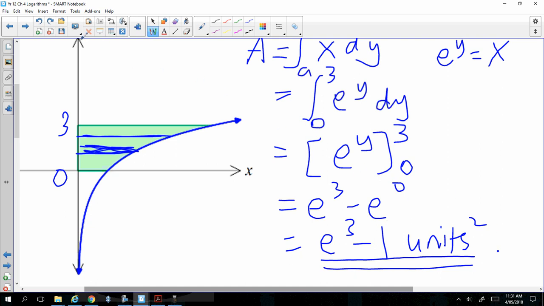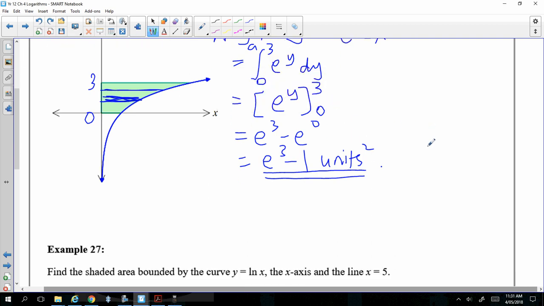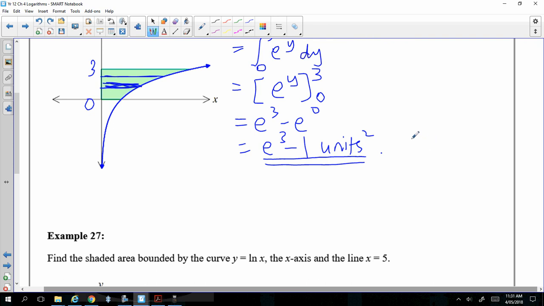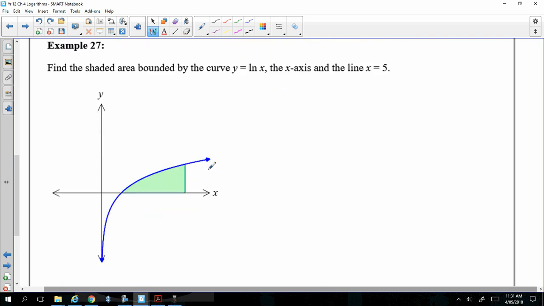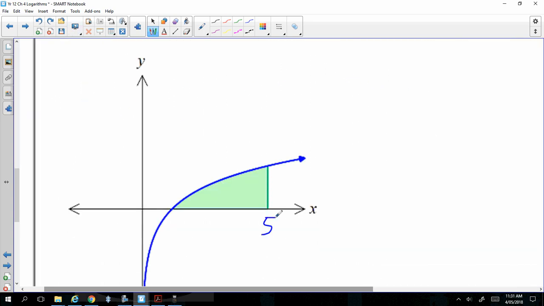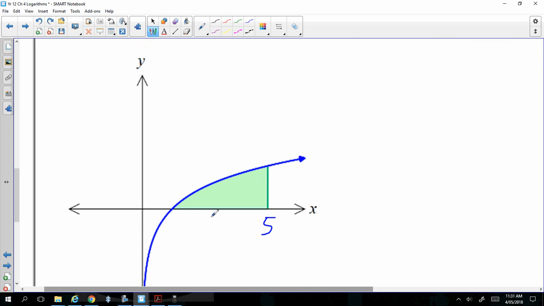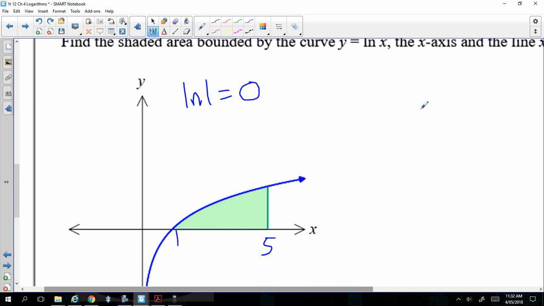Now things get a bit harder when the area is bounded by the x-axis. Let's see why. So the next question is, find the area bounded by the x-axis. Let's write it down. So bounded by the x-axis and the line x equal to 5. Now what's the x-intercept of the log graph? 1, very good, because ln 1 is 0, right? Okay, so normally what you do is you use the vertical rectangle, so the area is y dx from a to b, which is from 1 to 5 ln x dx.